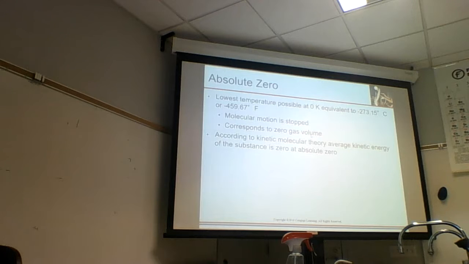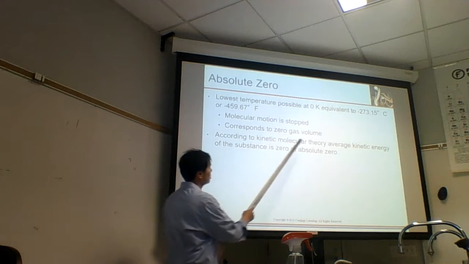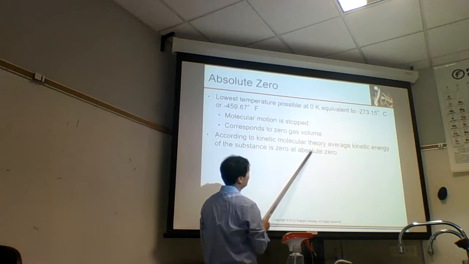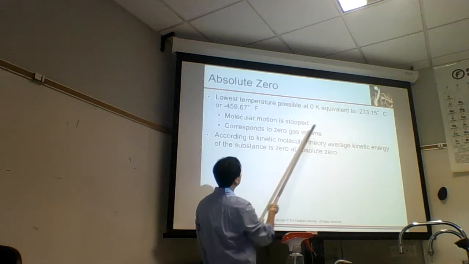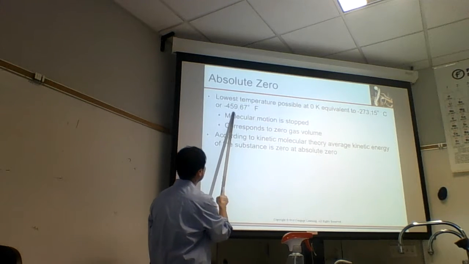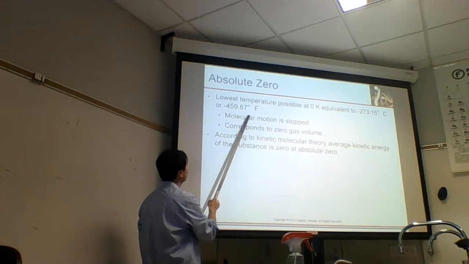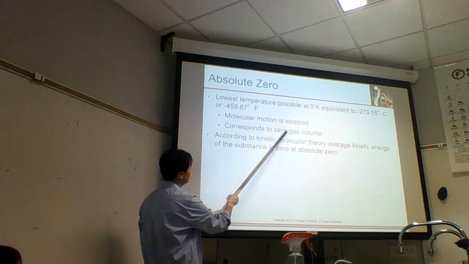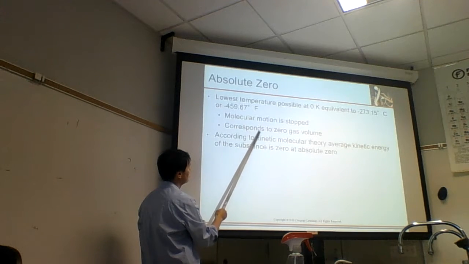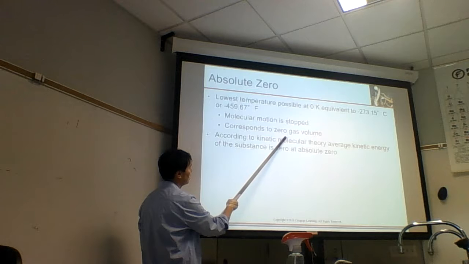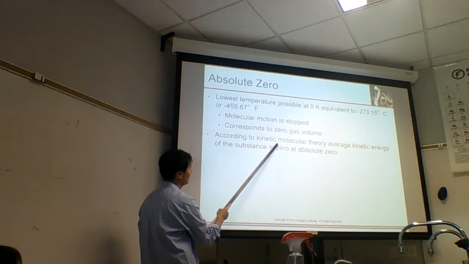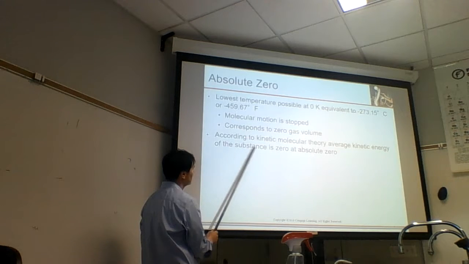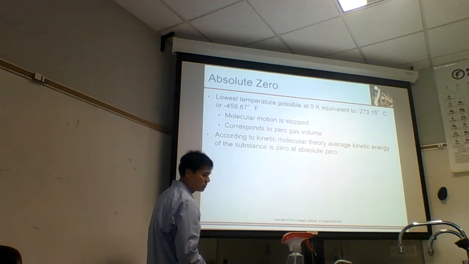So anyway, absolute zero, this is lowest temperature possible, and it's based on Charles' law. When we look at that trend, at 0 Kelvin, equivalent to minus 273.15 degrees C, or minus 459.67 Fahrenheit, molecular motion is stopped. We talked about that. This corresponds to zero gas volume. You cannot go negative. Zero gas volume is the smallest. According to kinetic molecular theory, average kinetic energy of the substance is zero at absolute zero, so there's no kinetic energy.